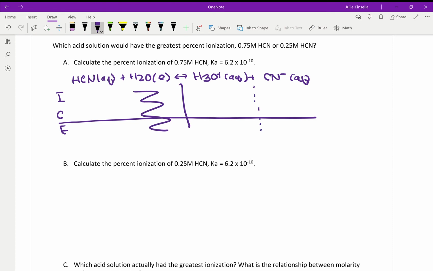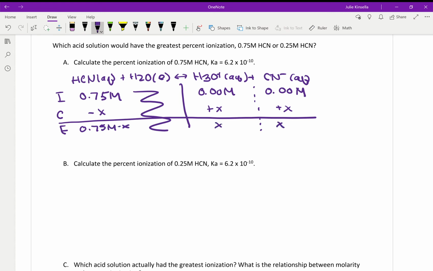Our initial concentration that we're given is 0.75. And then, as usual, we fill in zeros to start with for our products. Remember that hydronium, while there is a tiny amount of it present from the ionization of water, is insignificant at this point. Then using our balanced equation and the fact that this is going to proceed right towards equilibrium, we can finish the rest of our ice table.